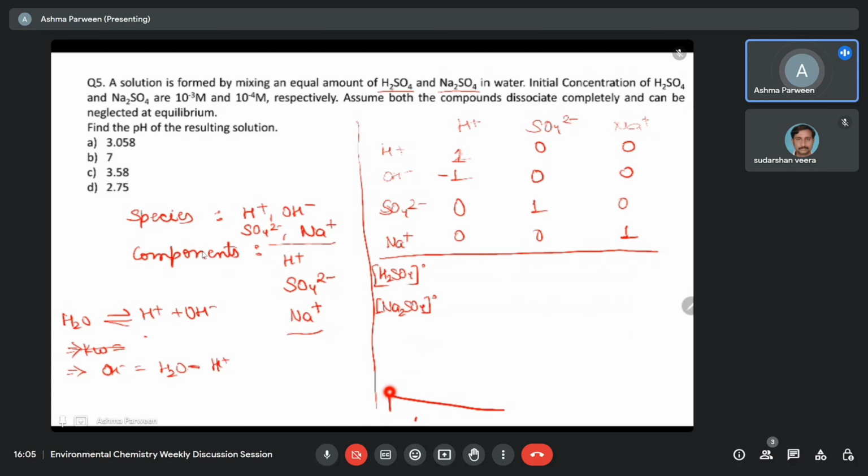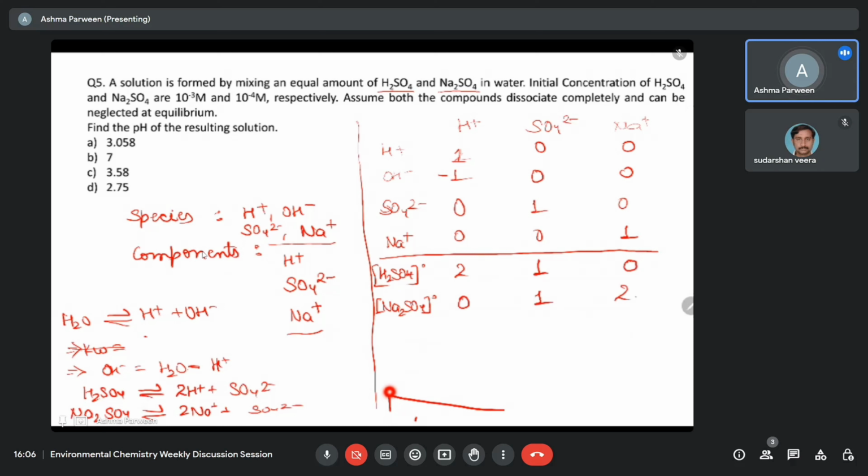And H2SO4 will give 2H plus. Finally, it will give 2H plus and 1 SO4 2 minus, and 0 sodium ion. And Na2SO4 will dissociate and it will give 2 Na plus and 1 sulfate ion. So H plus will be 0, sulfate ion will be 1 and Na plus is 2.